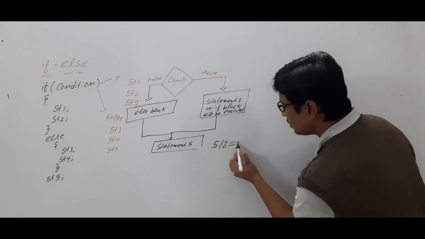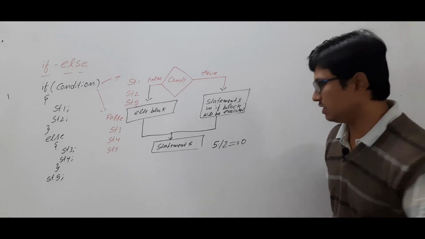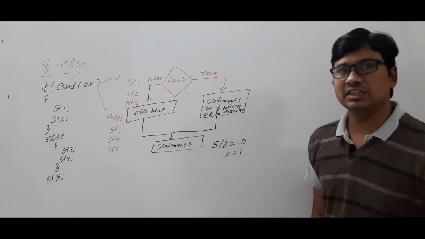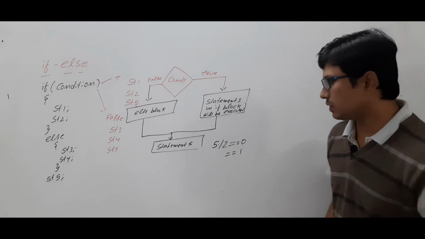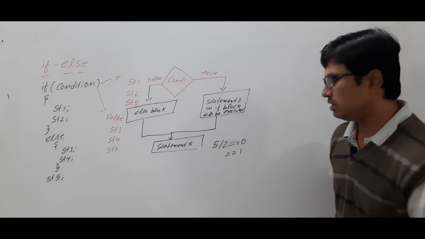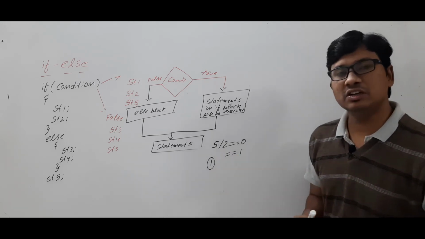If it is equal to 0, then I will say that it is an even number. If it is equal to 1, then I will say that it is an odd number. Are you able to understand? Now tell me, 5 modulus 2 is what? It is 1. So I can say that the given number 5 is an odd number.